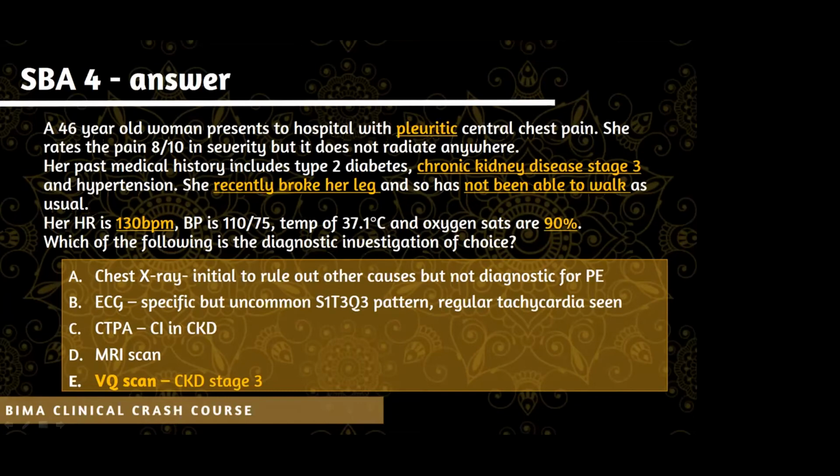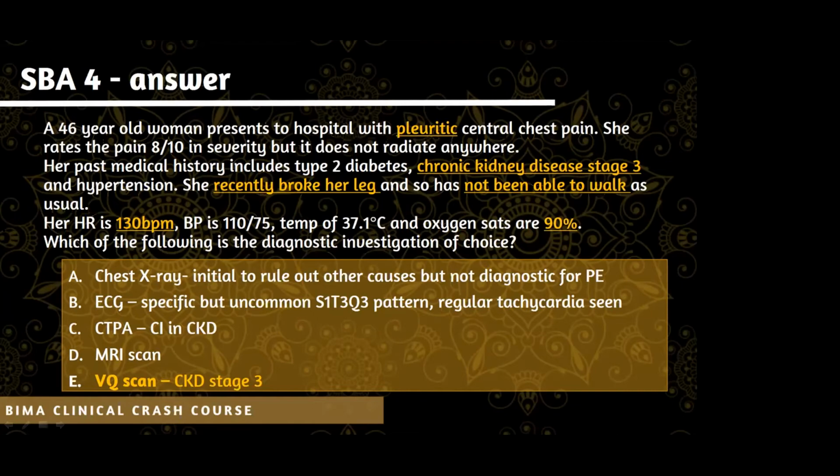So essentially, what you're thinking of are lung pathologies that can be caused by a little bit of immobilization in the leg affecting the lungs. So perhaps you're thinking, she's got a DVT and it's now gone into a PE. And so you need to image that.